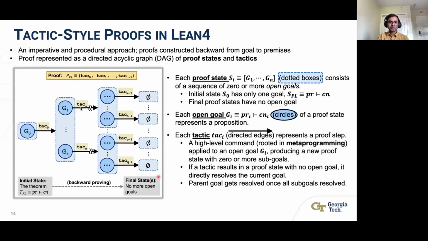Diagrammatically, a tactic-style proof is represented as a DAG of proof states and tactics. At the beginning, at the extreme left, we start with a single proof state with one open goal that corresponds to the theorem statement. Whenever we apply a tactic, it generates a new proof state with one or more open goals. And finally, there are no open goals to be proven. These tactics are essentially high-level commands that can transform one proof state into another.